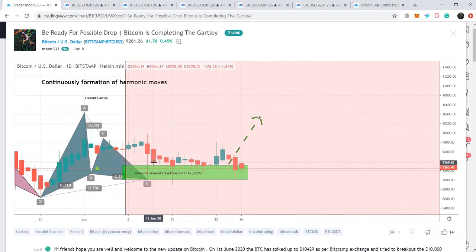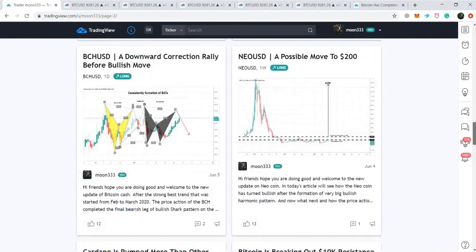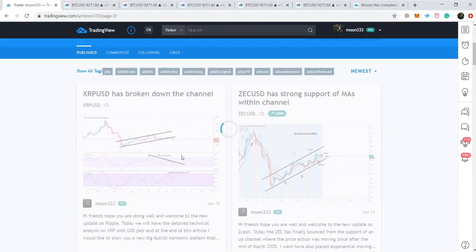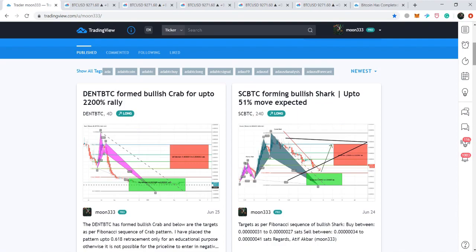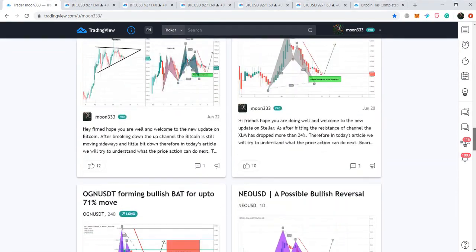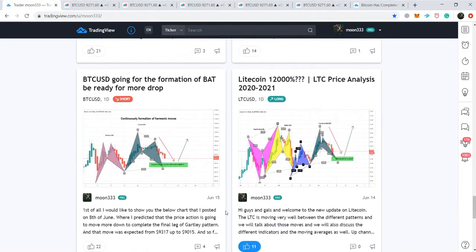I tried to catch this pattern a bit earlier, therefore I predicted that this was the garlic pattern. In fact, this was a bat move, not the garlic move. And afterwards I posted a correction post where I showed that this was a bat pattern, not the garlic pattern, and this was the post that I posted.